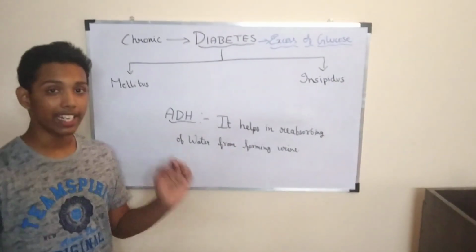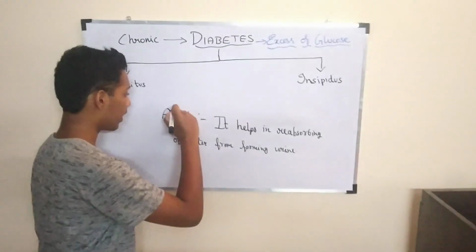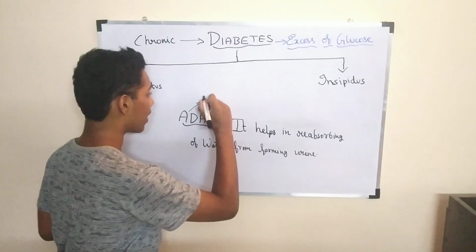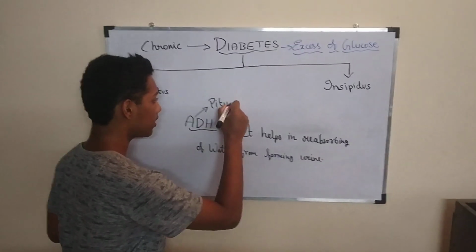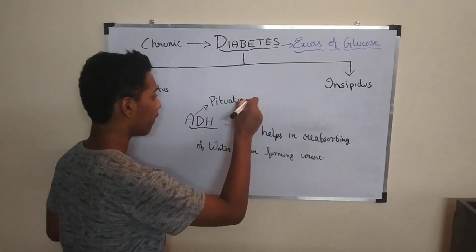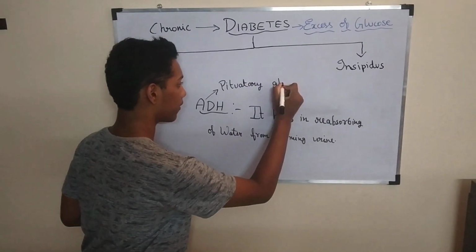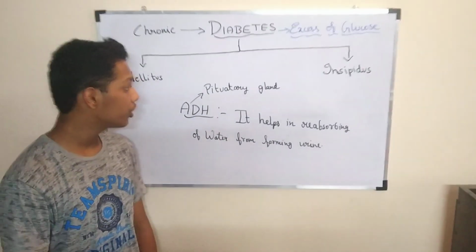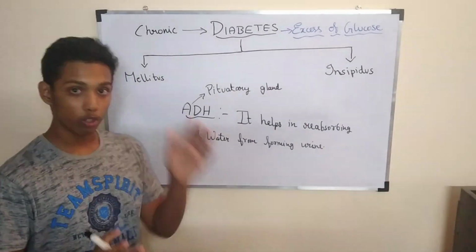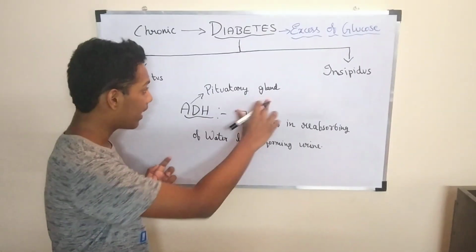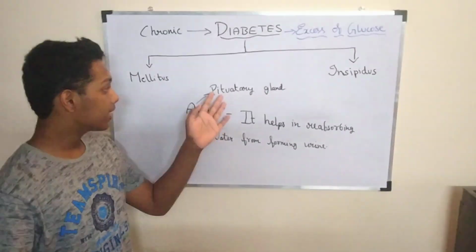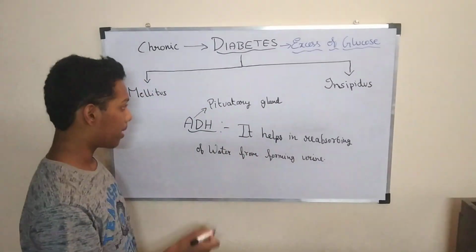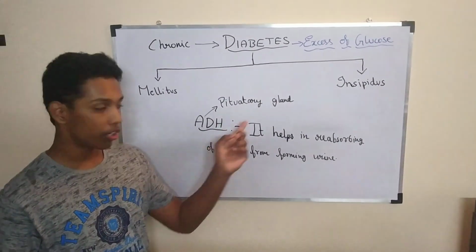Now where is this ADH hormone produced? They can ask you a question: where is ADH hormone produced? It is produced by the master gland. The master gland is the pituitary gland. Why is this known as the master gland? Because it functions both as an endocrine gland as well as an exocrine gland. It does the function of both types of gland. And this is the pituitary gland, known as the master gland. And ADH hormone is produced by this gland.